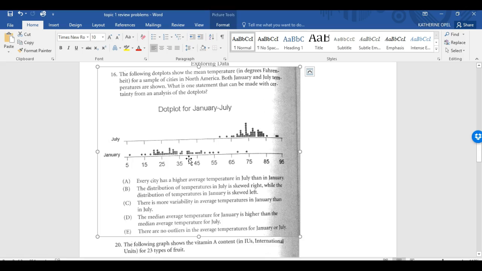C, there's more variability in average temperatures in January than in July. This is for sure, we can say this with certainty. We go from 5 to 75. The variability there is much larger. The range is much larger in January than it is in July. So, with certainty, we can say C is the correct answer.